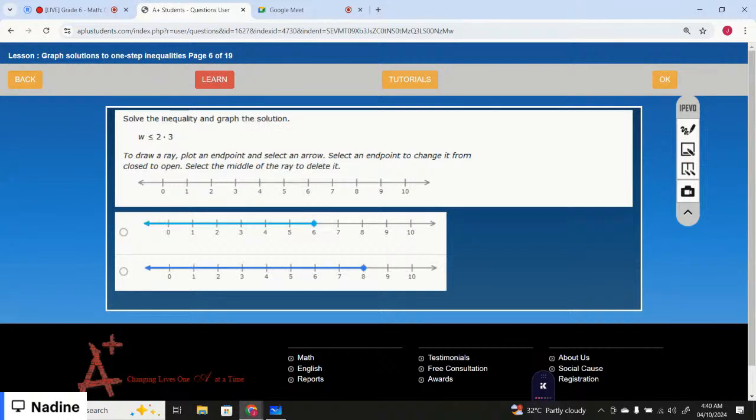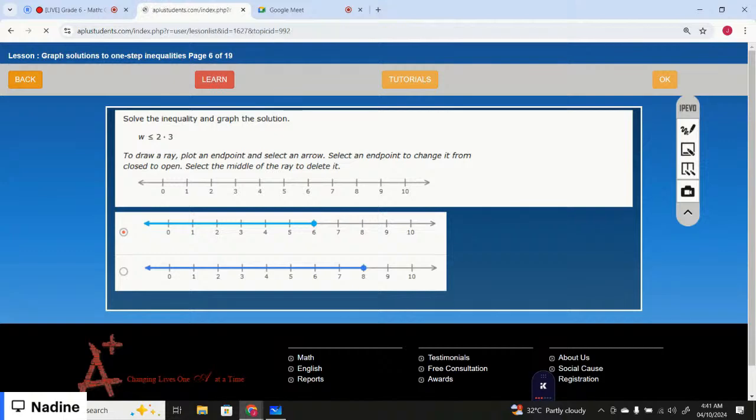Solve the inequality and graph the solution. W is less than or equal to 2 times 3, which is the correct option? The correct option is W is less than or equal to 6. Option number 1 is the correct option. Okay, you can complete the lesson by yourself later today.